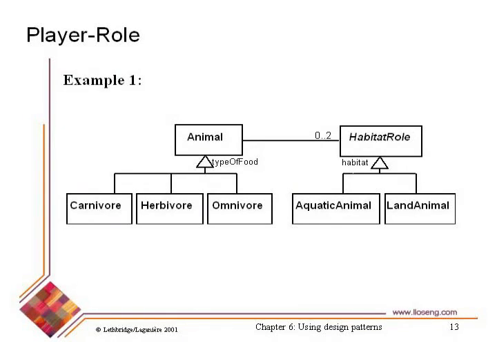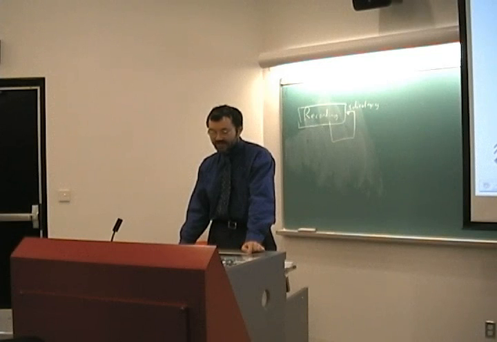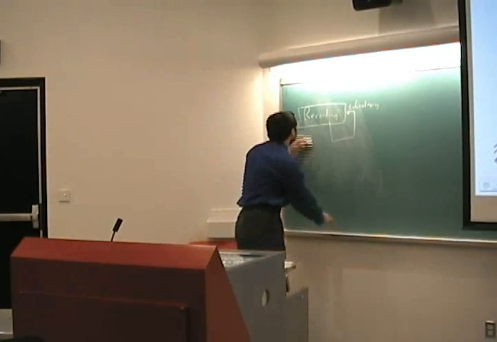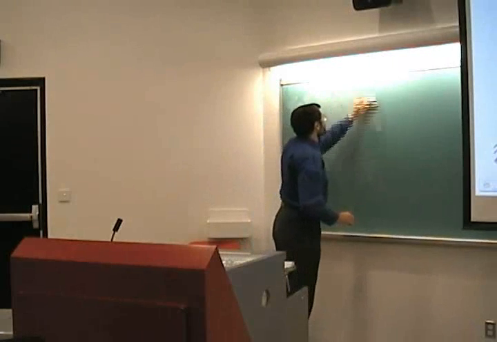And I'm saying here, multiplicity 0 to 2. Okay, so an animal may not have any habitats. That's kind of strange. Probably should have some habitat. Maybe I'm allowing 0 in case at some point in time I haven't figured out what it is. And up to 2. So I have one instance of aquatic animal and one instance of land animal attached to the animal. Okay, it's important to understand how these things translate into instance diagrams.